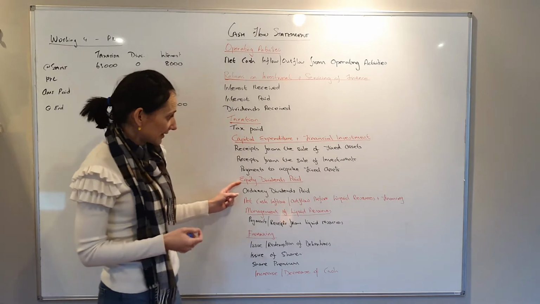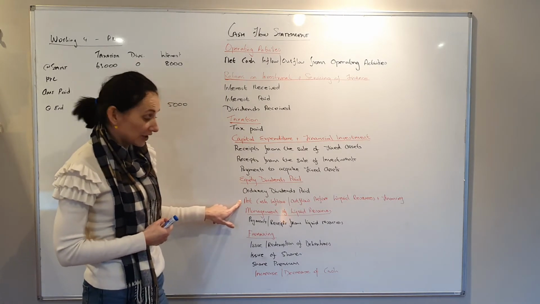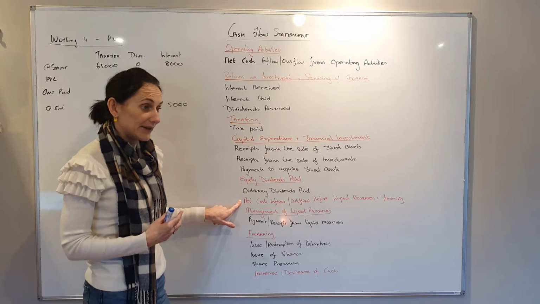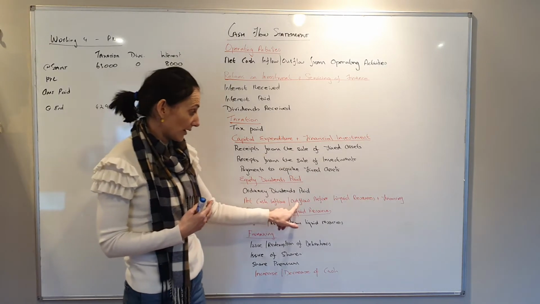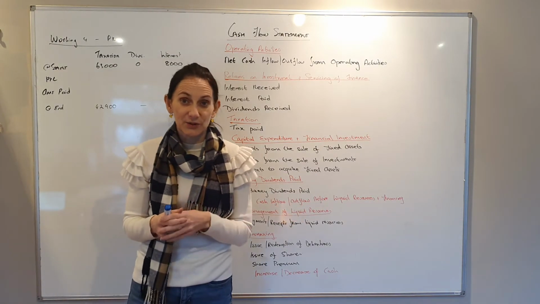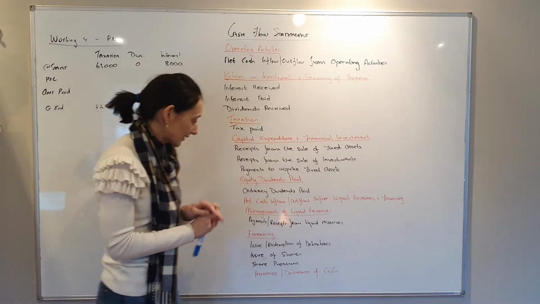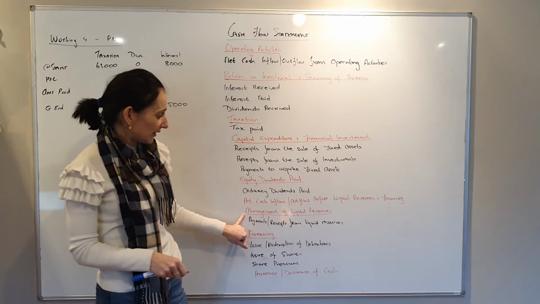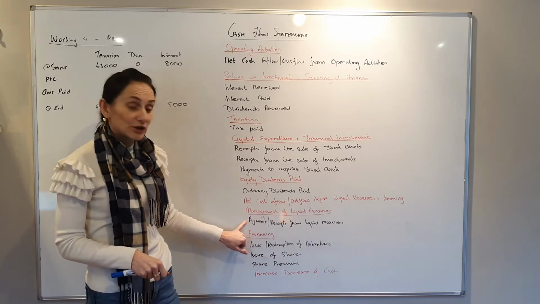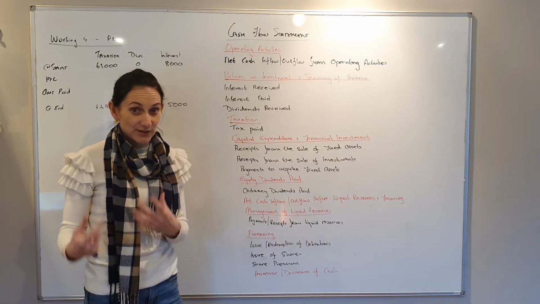Right, after this, when you get to here, you have to do a total. And this is your net cash. Again, it could be an inflow or outflow before your liquid resources and financing. So you have two more headings to do. You have to talk about your liquid resources. So your management of liquid resources is, did you buy or sell any liquid resources?